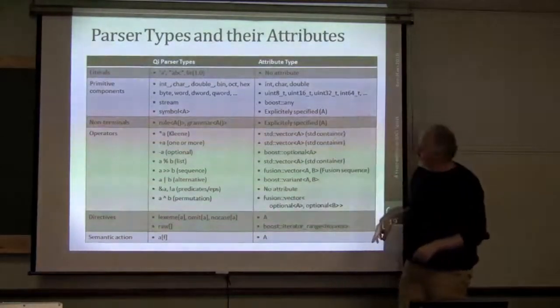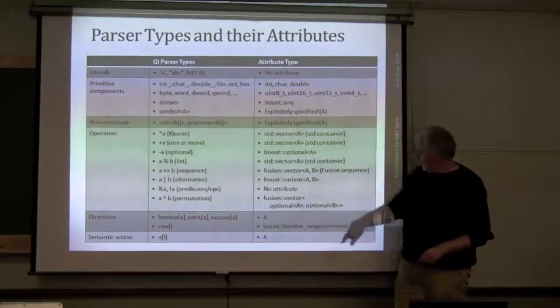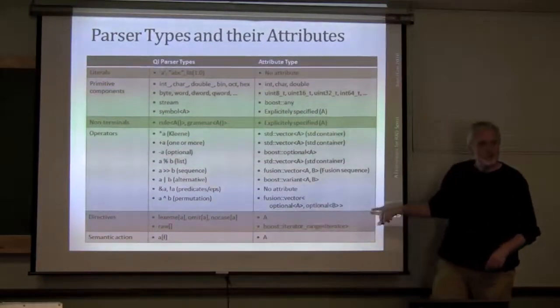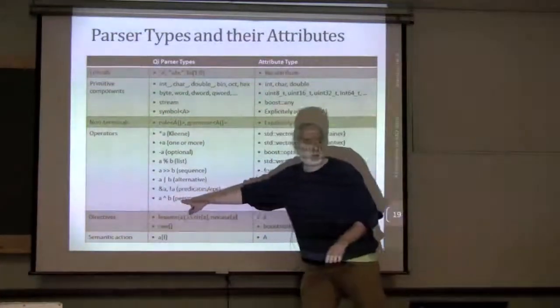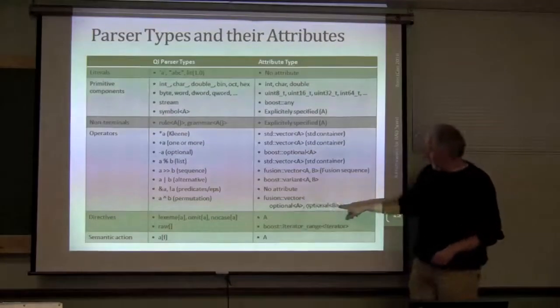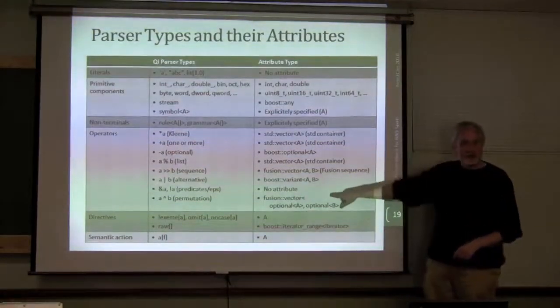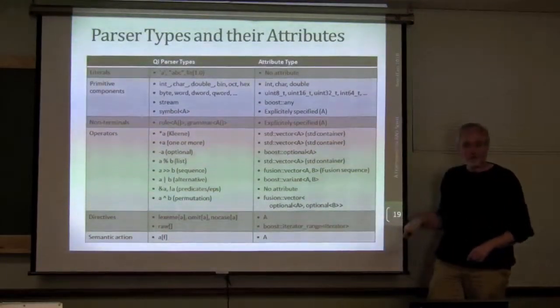Predicates have no attribute, and the permutation is a bit more complex as a vector of optionals, because I don't know which of those I find and I don't know in which sequence I find them, so I just have to store them in a way so I can figure out afterwards which one I found.